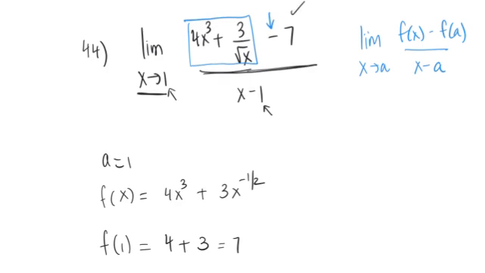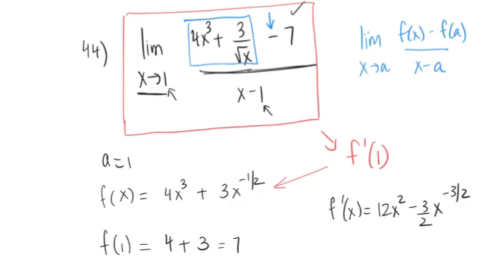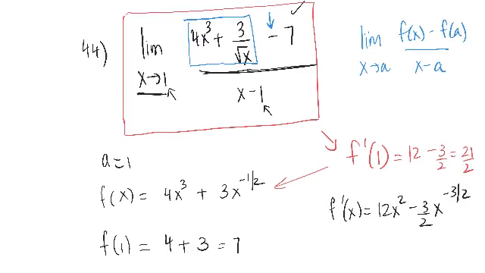So then the whole thing here, the entire limit answer, right? This is going to be a number, remember? And that number is going to be f prime of 1 for this particular f of x. So now we just need to do f prime of x. That is 12x squared minus 3 halves x to the negative 3 halves. And then you just put 1 in to get f prime of 1, which would be 12 minus 3 halves, which is 21 halves will be our answer.